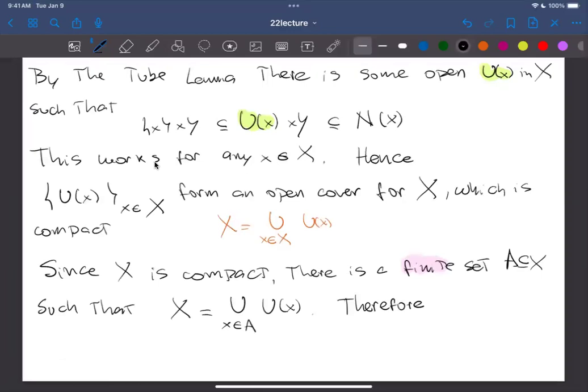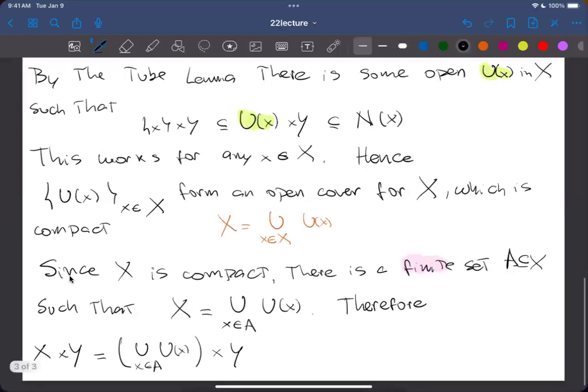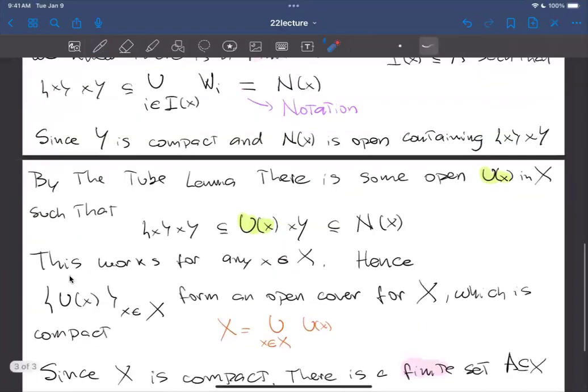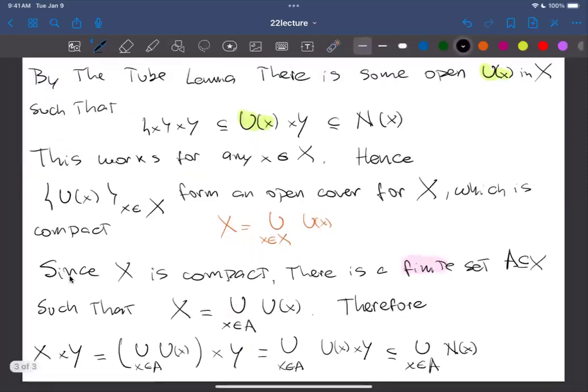Therefore, when we do X cross Y, what we're going to have here is, instead of X, I can write the union over A of U of x cross Y. And this is very good because I can distribute the union here. So this is going to be the union over x in A of U of x cross Y. This is going to be a subset because each U of x cross Y is a subset of what we call N of x. And remember, N of x, when you go up, it's not a weird thing. It's just a union of finitely many W_i's.